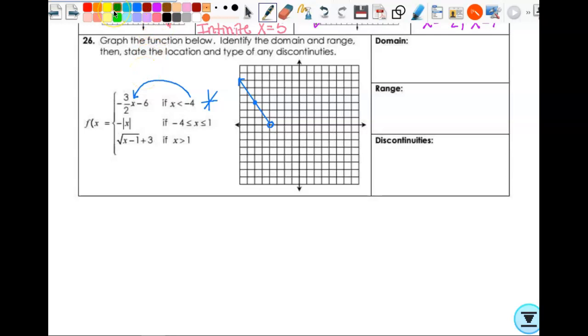Okay, so then here, I'm going to take the negative 4 and substitute it in here. So the absolute value of negative 4 is 4, but then you make it negative, you get negative 4. So I'm going to go to negative 4, and that's a closed circle. Then I'm going to take this 1, and I'm going to substitute it in here. Absolute value of 1 is 1, but then we make it negative. So I'm going to go to 1, negative 1, and that's also a closed circle. This is an absolute value function, and I'm going to graph it just like I would if it wasn't a piecewise. I just know that these are my boundaries. I can't go on either side of that.